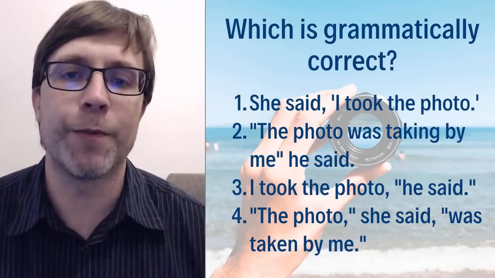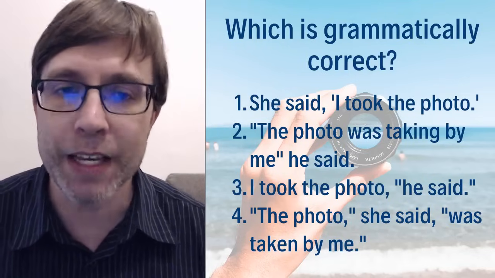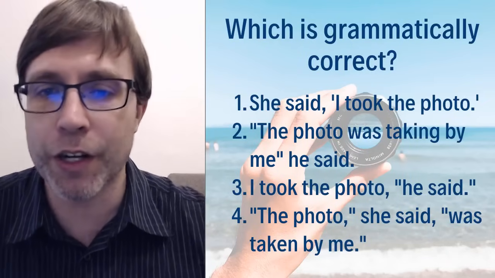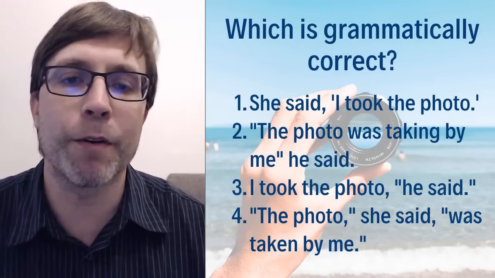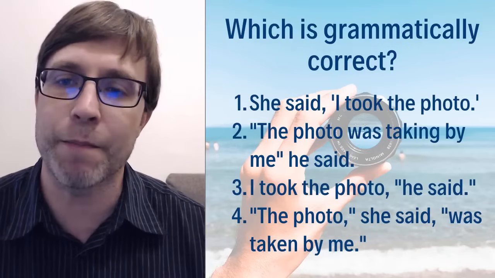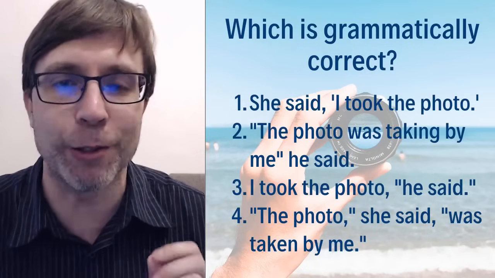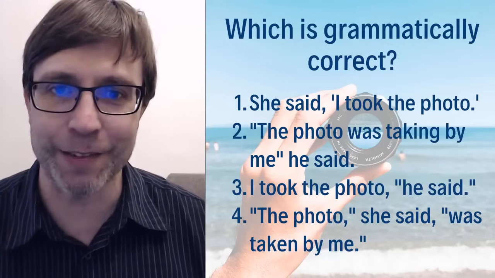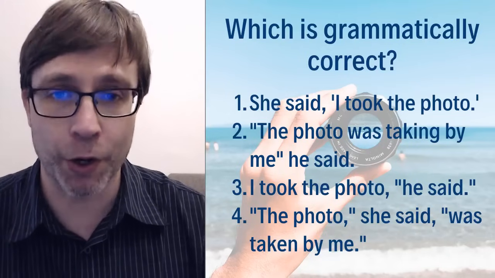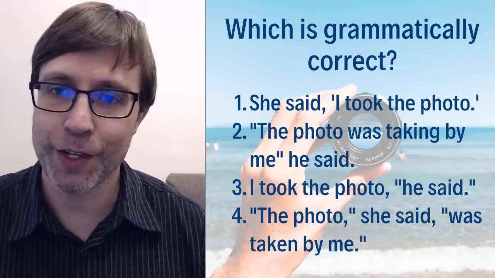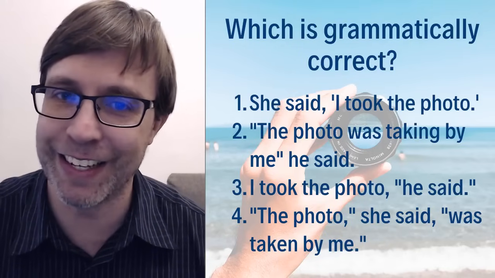But in this case, sentence number 1, she said, I took the photo. Number 2, the photo was taken by me, he said. Number 3, I took the photo, he said. Or number 4, the photo, she said, was taken by me. Which one is correct? For this one, you really need to look at those sentences and determine the correct punctuation. All right, what do you guys think?